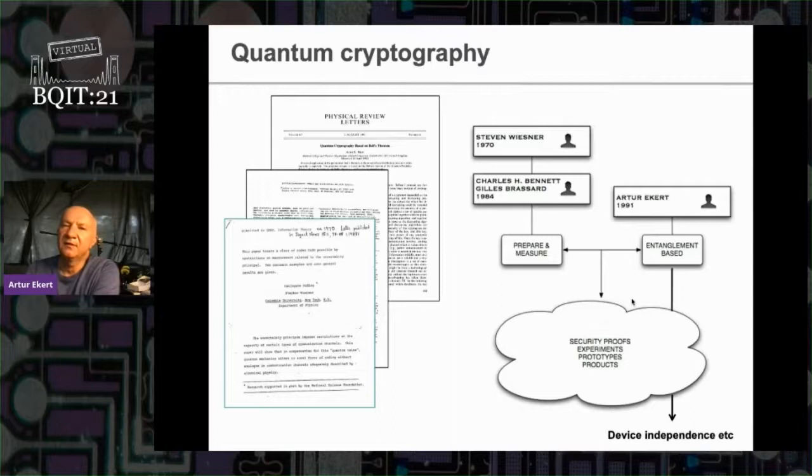And so Charlie listened, and then together with Gilles Brassard, they realized that some of Wiesner's ideas may actually be better used for the process of key distribution. So then they came up with this idea, and that was presented at one of the conferences in India back in the 80s. So that was like the American path to quantum crypto.